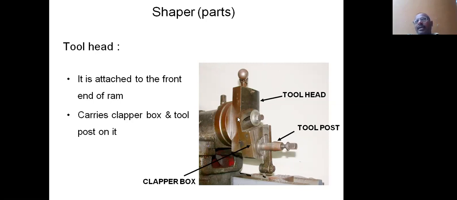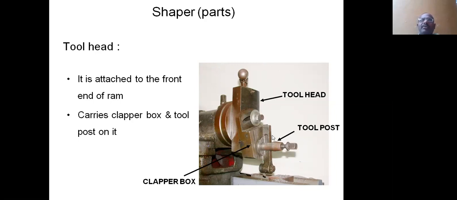At the other side, it also carries a clapper box. Observe, this particular part has some curved position. This part is the clapper box. Observe, what is the function, why is the clapper box provided? I will explain that next. So this tool head, on one side is connected to the ram, and on the other side it is connected with the clapper box. The clapper box is connected with the tool post.